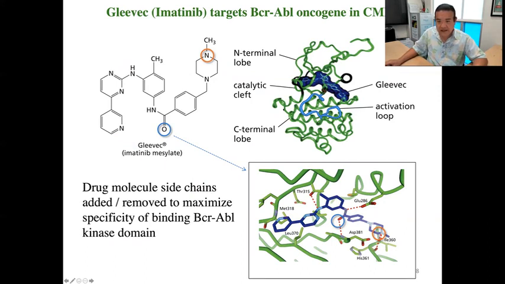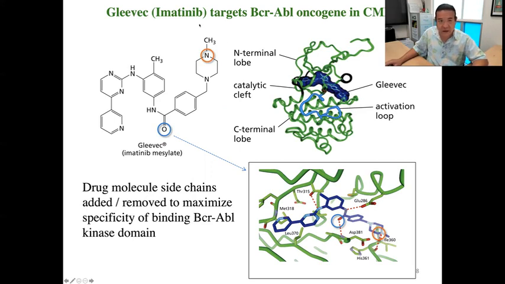Here is the kinase domain of the BCR-ABL oncogene. Remember, the BCR-ABL oncogene is this weird chimeric protein, and it has kinase activity. So this is a kinase domain. This green thing looks a lot like the rainbow-colored stuff on the previous slide. And here's a drug that's called Gleevec.